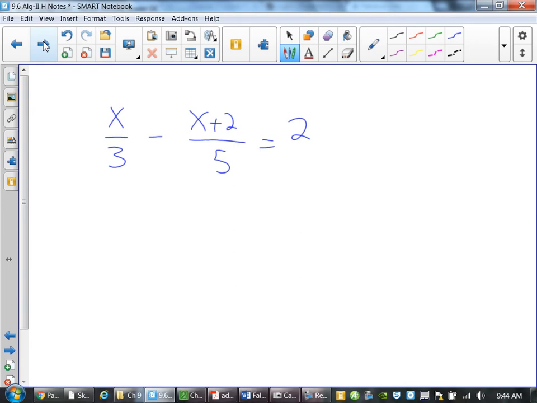So you have x over 3 minus the quantity x plus 2 over 5 equals 2. What are you going to multiply everything by to get rid of the fraction? 15. 15, very good. So if you multiply everything by 15, the first fraction just needs to be multiplied by 5. Because isn't 15 over 3 5?